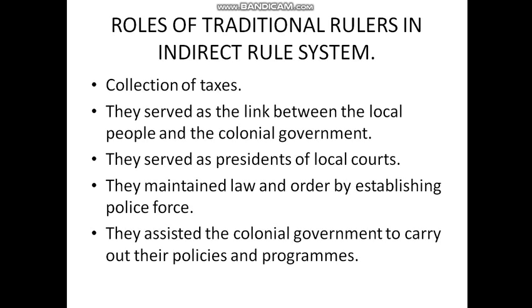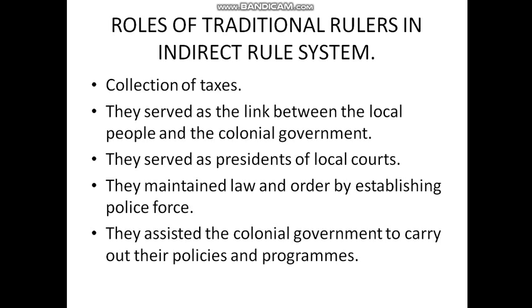They served as presidents of local courts. Whenever a proceeding was taking place, they spoke in the local dialect that the white men didn't understand. So they made these traditional rulers presidents of the local courts to preside over issues and forward the outcome of such issues to the colonial masters.